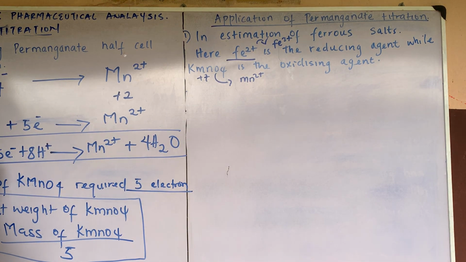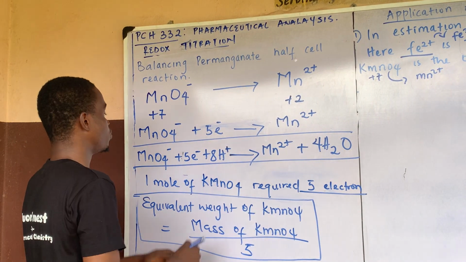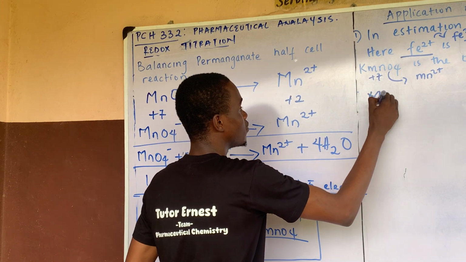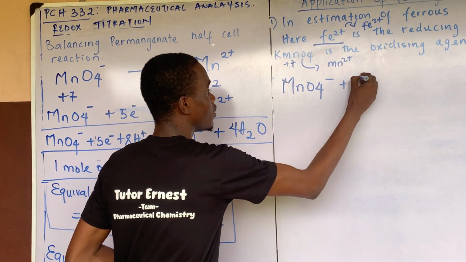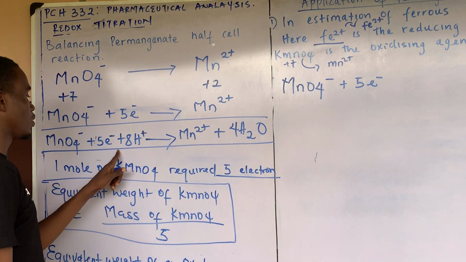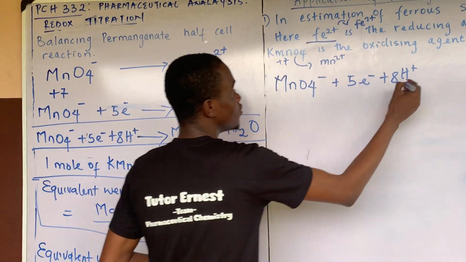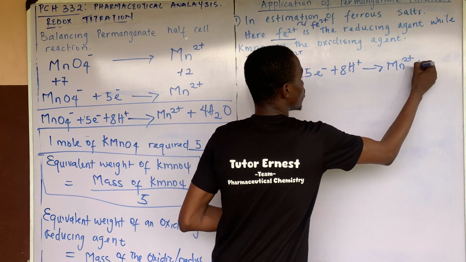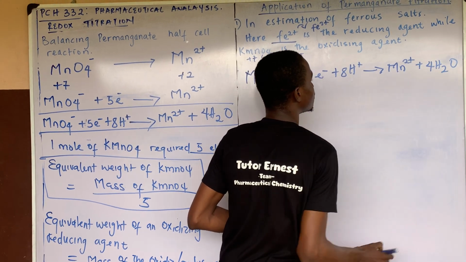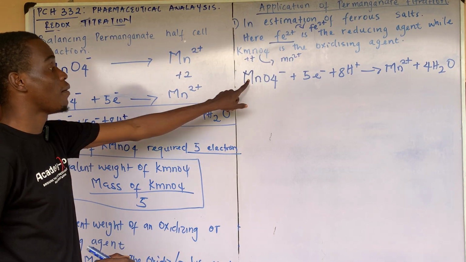Now we'll have to get our half cell equation of permanganate. We've already derived it, so we'll bring it forward: MnO4- + 5e- + 8H+ gives Mn2+ + 4H2O. That's the half cell of permanganate.